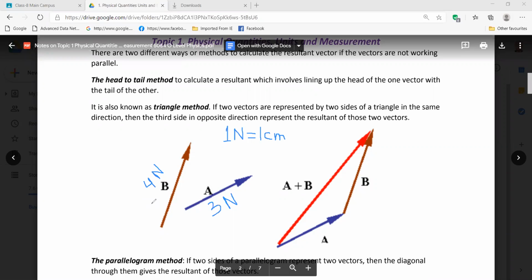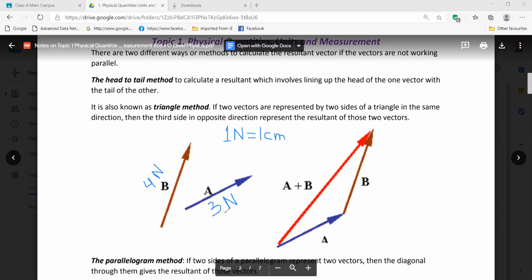Okay, so what I told you is that these values of forces, or any vector quantity, will be given like this: 3 Newton, 4 Newton, or it can be 4 Newton, 5 Newton. So what you will do is make the scaling.